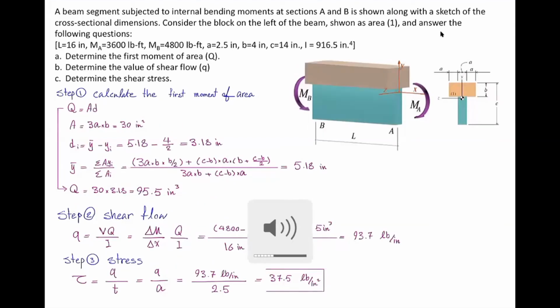So basically what you're saying in this problem is that the only difference is the contact area? There are two differences between this problem and the previous problem. One of them, as you said, is the thickness of the contact area. Yes, the thickness of the contact area is now A. Right. But Q is also changed, the first moment of area.